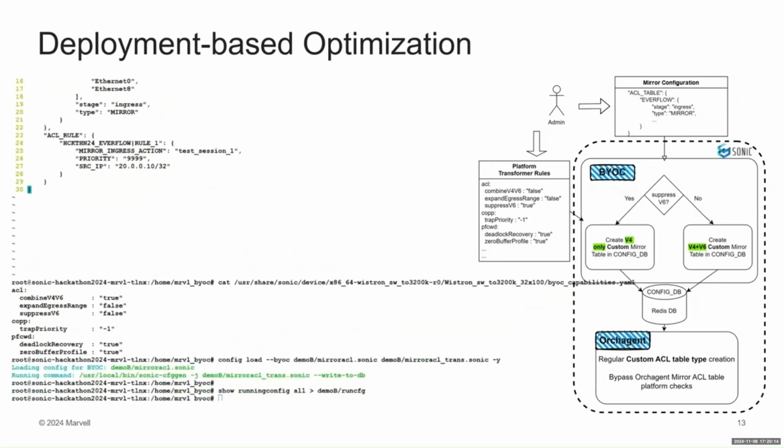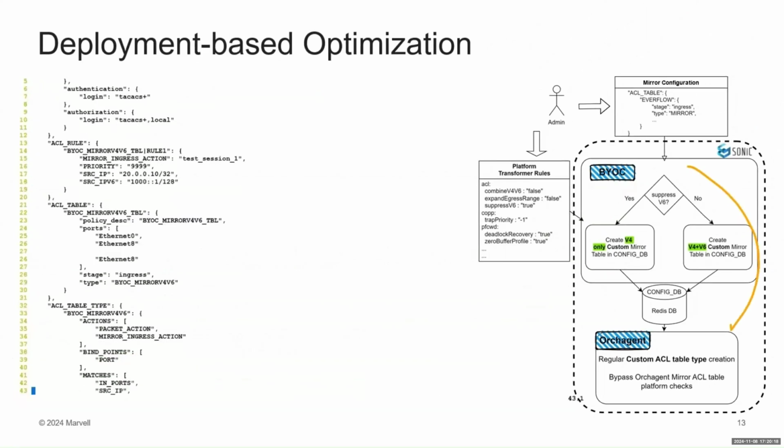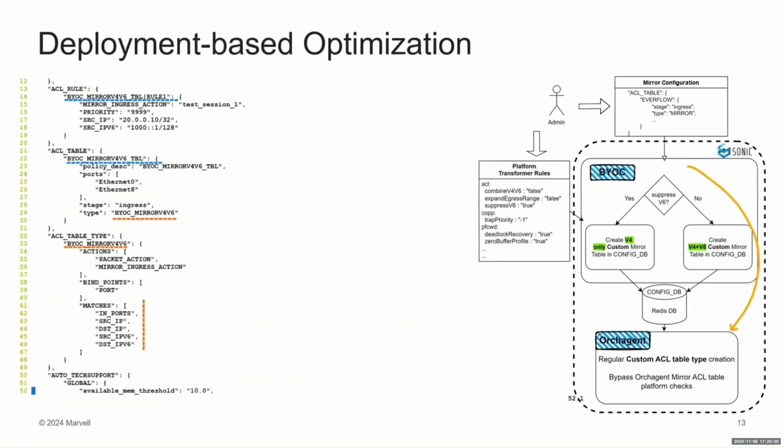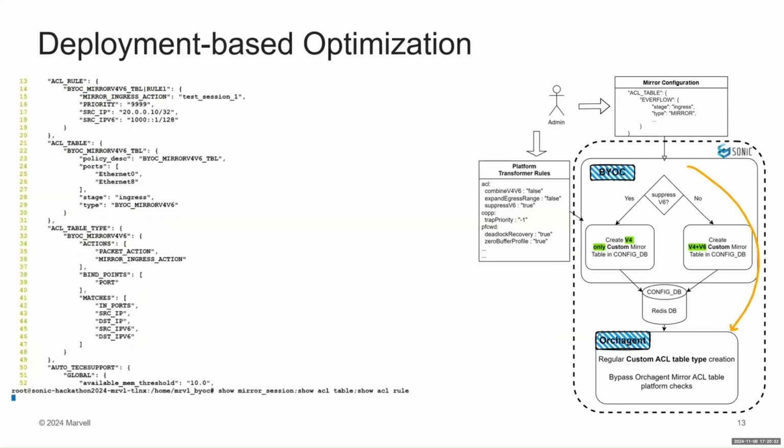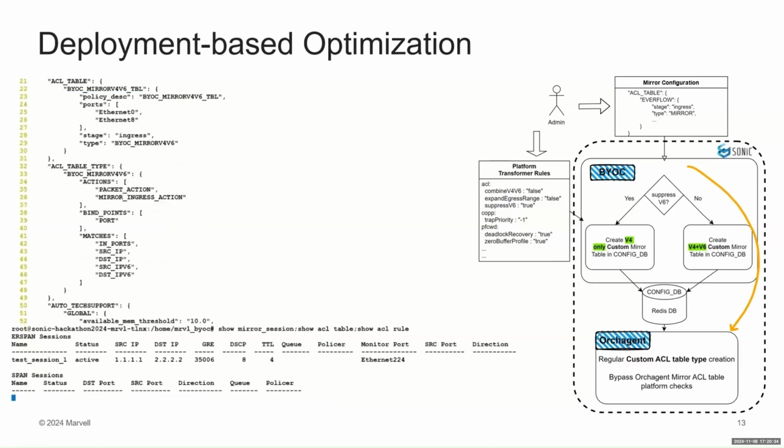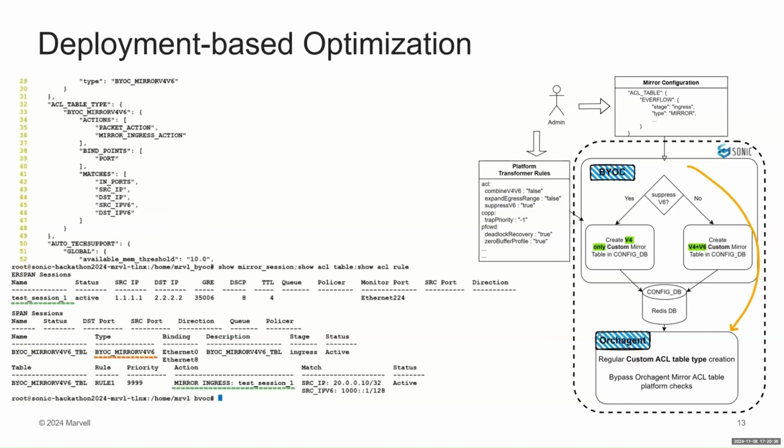The show running config output indicates that a custom ACL table type BYOC mirror v4 v6 highlighted in orange is created with matches containing both v4 and v6 fields in addition to an ACL table and rule mapping to this table type. The show output displays BYOC mirror v4 v6 custom ACL table type, table, rule, and the mirror test session 1. The custom table type creation in ArcAgent uses existing flow.